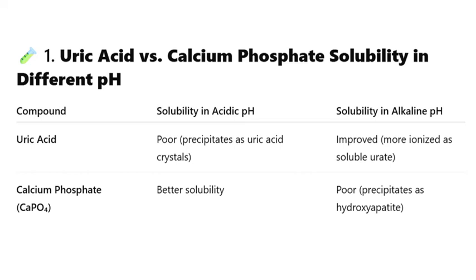1. Uric acid versus calcium phosphate solubility in different pH. Uric acid: solubility in acidic pH is poor, it precipitates as uric acid crystals; in alkaline pH it is improved, more ionized as soluble urate. Calcium phosphate, CaPO4: solubility in acidic pH is better; in alkaline pH it is poor, it precipitates as hydroxyapatite.